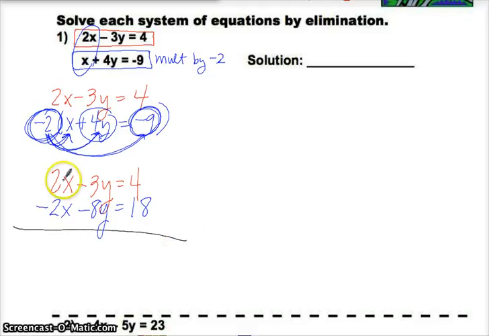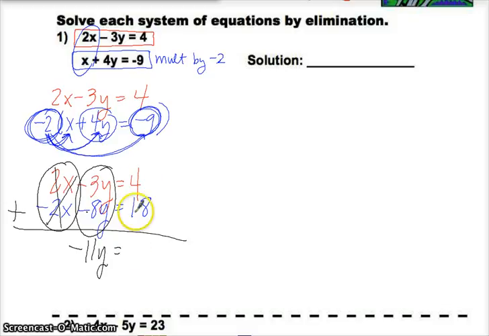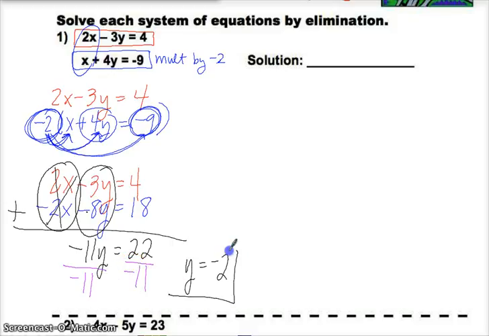So now I can just add straight down, right? So 2x minus 2x is 0x, so these cancel each other out. Negative 3y and negative 8y is negative 11y, right? Negative 3 plus negative 8 is negative 11. And 4 plus 18 is 22. Divide each side. Because negative 11 is being multiplied by y, we get rid of it by dividing by negative 11. So now we have y equals negative 2. 22 divided by negative 11 is negative 2.